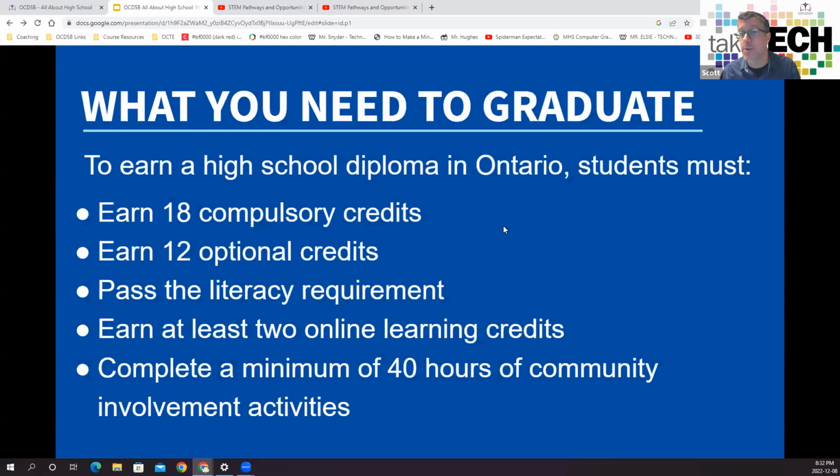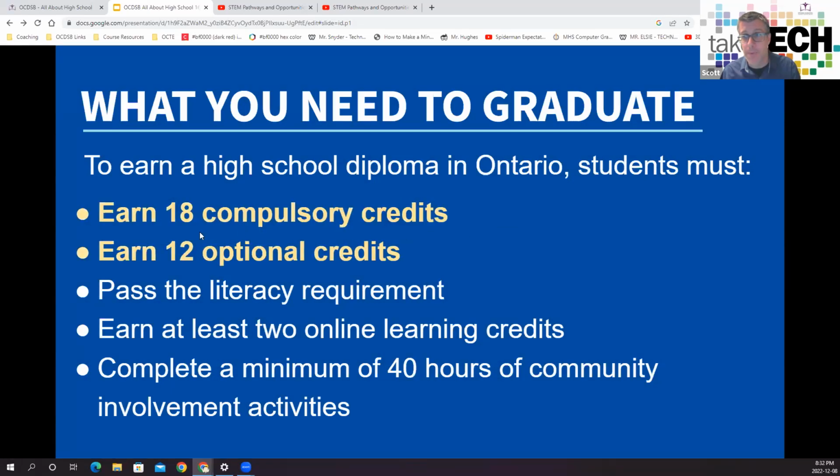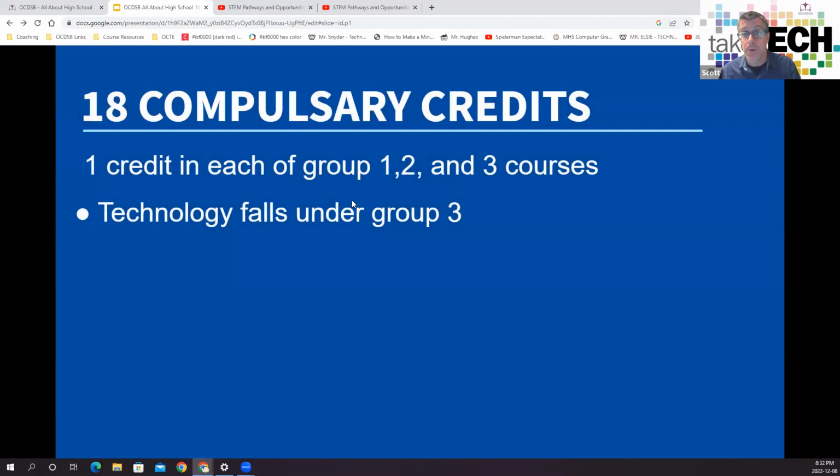Where does this fit into your graduation requirements? You have 18 compulsory courses, so courses that you have to complete, as well as 12 optional, 12 that you get to choose from. Within your compulsory courses, there's 3 groupings of courses. So in group 1, you have to do a certain number in this group, a certain number in group 2, and a certain number in group 3. Group 3, you have to do 1, and trades and technology falls into that group.